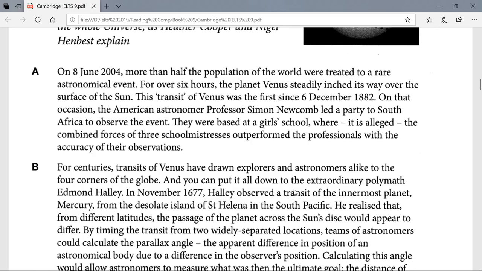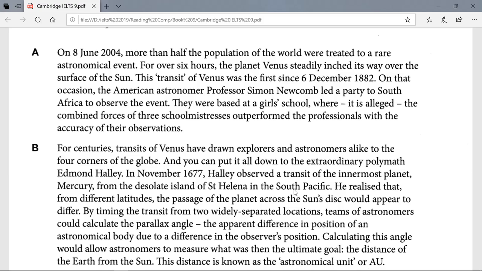"On June 8, 2004, more than half the population of the world were treated to a rare astronomical event. For over six hours, the planet Venus steadily inched its way over the surface of the Sun. This transit of Venus was the first since 6 December 1882." So something happened for the first time after 1882, in 2004, when Venus crossed over the Sun, some kind of transit. I don't know what that was, but I can imagine some astronomical event with celestial bodies like Venus in the cosmos.